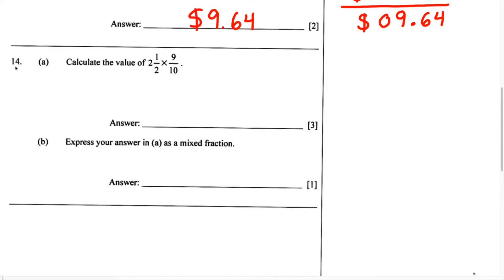Now let's do number 14. Part A says calculate the value of 2 and 1 over 2 multiplied by 9 over 10. So we have a mixed number being multiplied by a proper fraction. The very first thing we must do is convert the mixed number to an improper fraction.